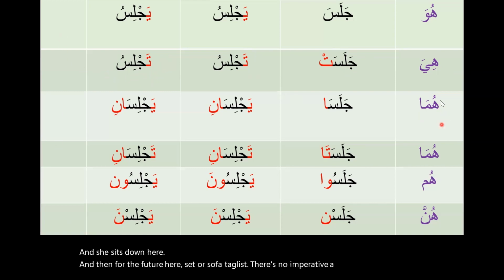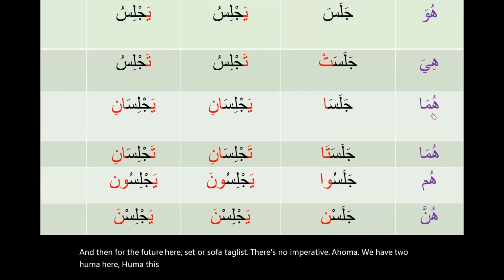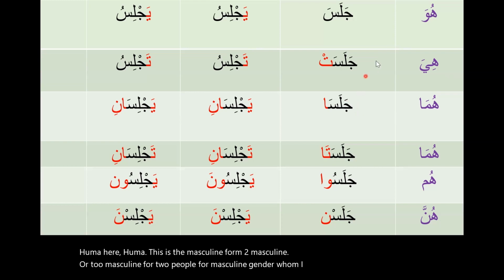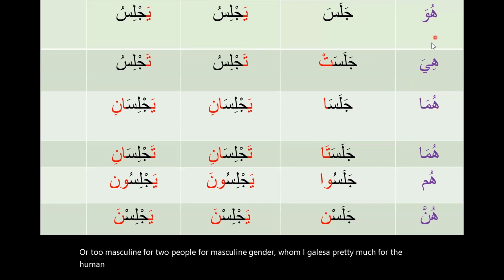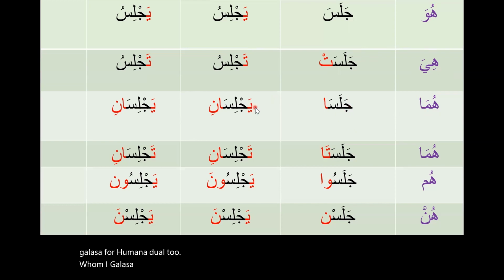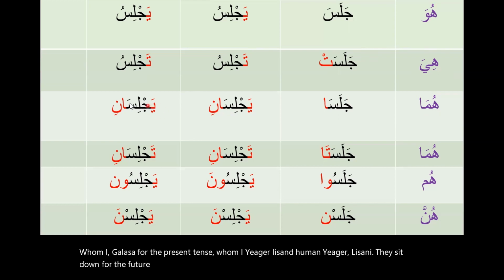هما, we have two huma here. Huma, this is the masculine form, two people of masculine gender. هما جلسا. For the huma masculine, we replicate he and then we add alif to indicate that it's two. Jalasa will be jalasa for huma dual, two. Huma yajlisani for the present tense. They sit down. For the future, huma sayajlisan or sawfa yajlisan.